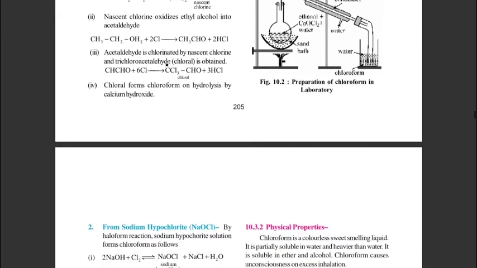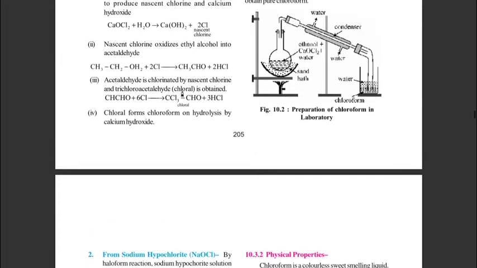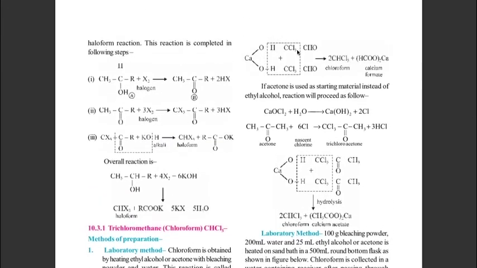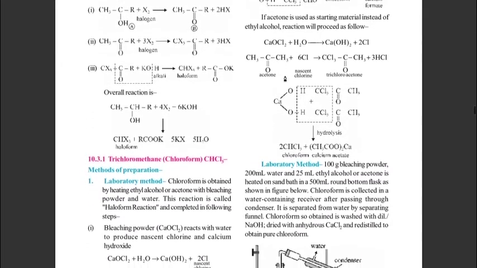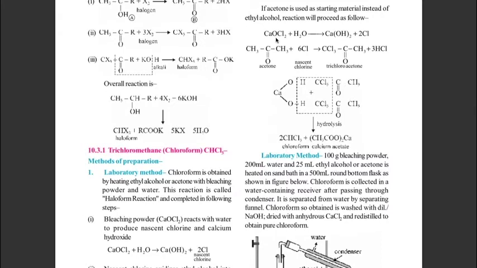This acetaldehyde is chlorinated by nascent chlorine and we get trichloroacetaldehyde, which is called chloral. This chloral forms chloroform on hydrolysis. CCl3CHO, two molecules, combine with calcium hydroxide that we get in the first step. So in this way we get two molecules of chloroform and calcium formate. Now if acetone is used instead of ethyl alcohol, then the reaction will proceed in the following way.